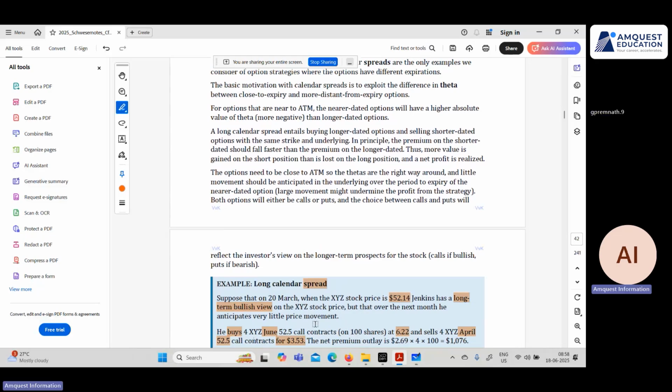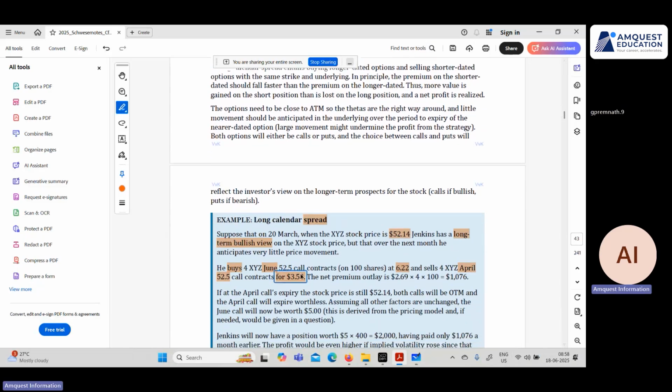Now, let's say in April, the price will still be 52.4. In that case, his profit is whatever he has saved, because that option will expire out of the money. If at the April call expiry the stock price is still 52.41, both calls will be OTM. I'm still okay with my long call because that's for June. I don't mind. But the April call will expire worthless, and I'm happy. I just got the money, but I didn't have to do anything.